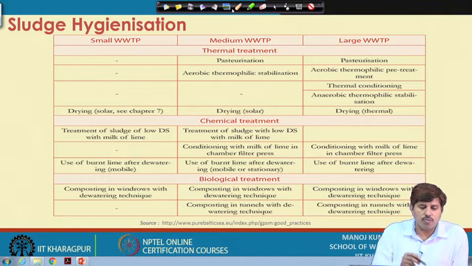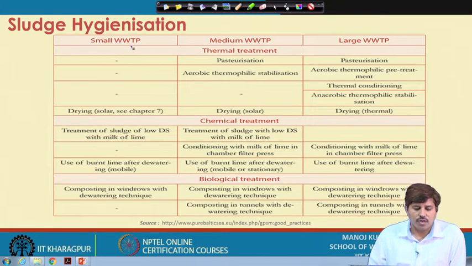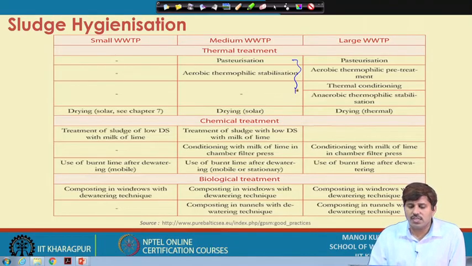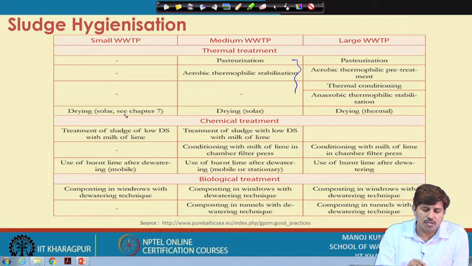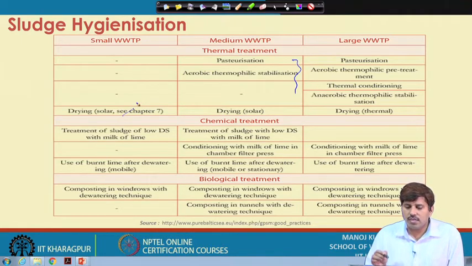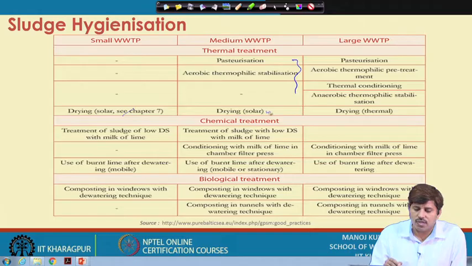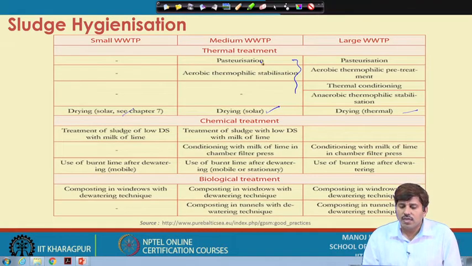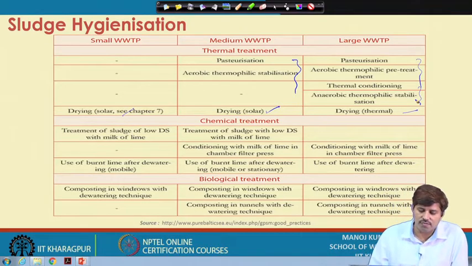So, for smaller wastewater treatment plants, going for thermal hygienisation in the form of pasteurization or aerobic thermophilic stabilization is not recommended. We can just go for typical drying. In the medium wastewater treatment plant, again we can go for drying, which is available anywhere, but we can go for pasteurization or aerobic thermophilic stabilization. In the large wastewater treatment plant, we can go for pasteurization, aerobic thermophilic stabilization or thermal conditioning, which we discussed earlier, or anaerobic thermophilic stabilization can also be achieved.